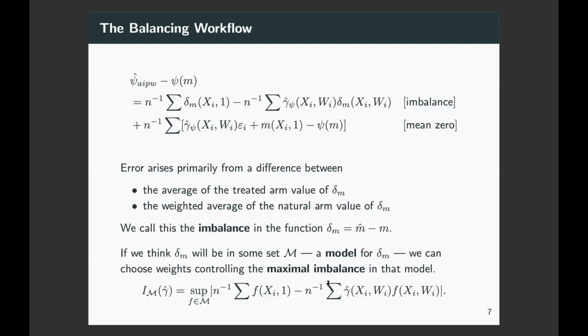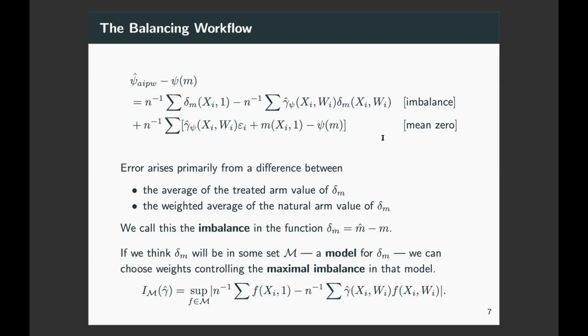All right, so we may be in a position where we want an alternative workflow, and I'm going to talk about one I'll call the balancing workflow. We're going to start from an obvious place, which is just looking at the error of the AIPW estimator. We're going to look at a two-term decomposition. One of these terms is basically an average of mean zero stuff, and by central limit theorem or something, it'll be fairly manageable.